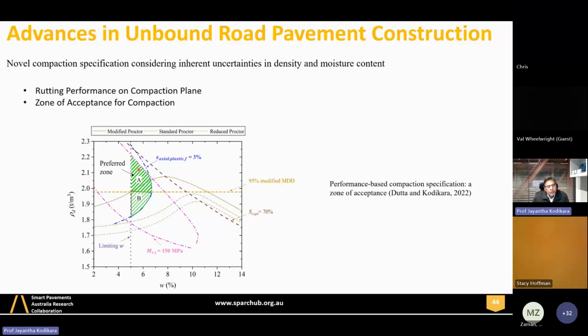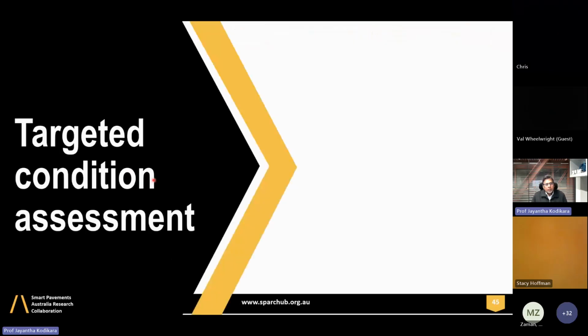We have much more flexibility. We don't have to go to a single point. For certain reliability, we need to get 95% of the points falling in this region or something like that. Then it's truly intelligent construction. Rollers can do the job on their own, and as engineers, we develop these zones. So that's the idea. And with that, I think I'm running out of time.